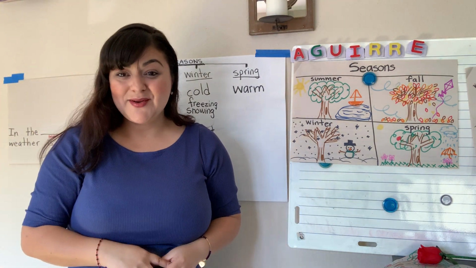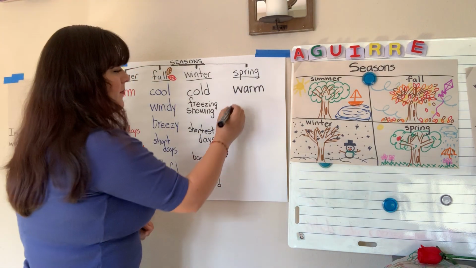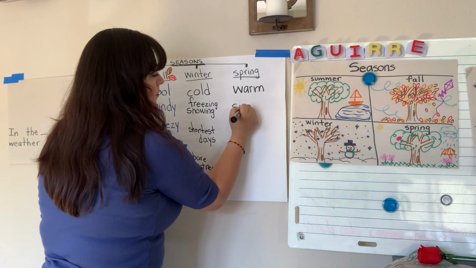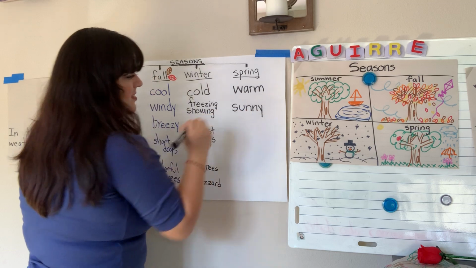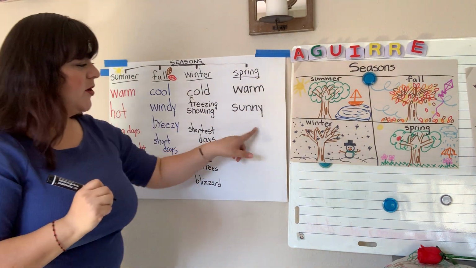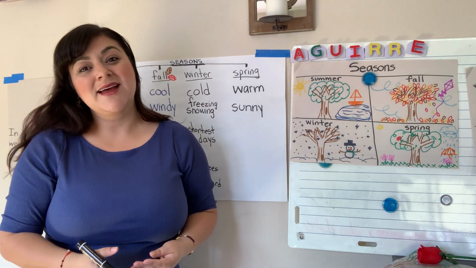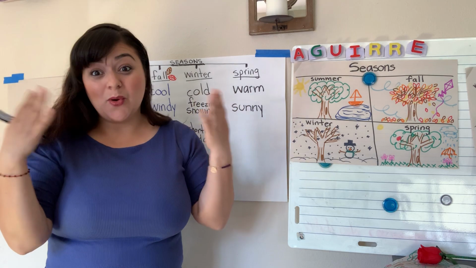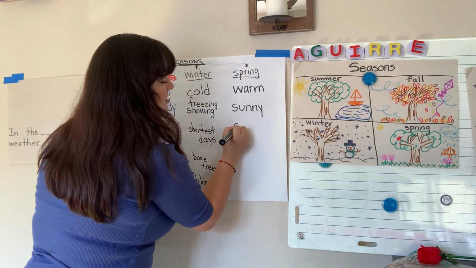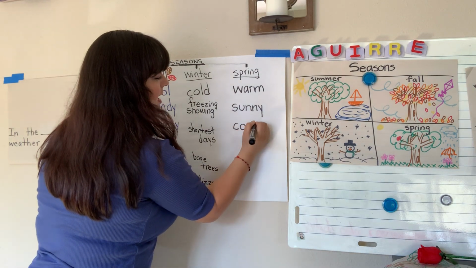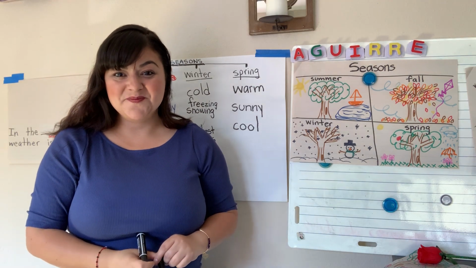So the sun comes out, it helps all the flowers start blooming and growing. Sunny. In the springtime, sometimes it is cool weather. So it's not so cold, it's not so hot, it's cool. It's nice and pleasant to go outside and have a picnic, like it said in the text.